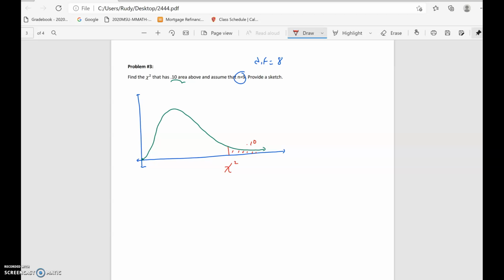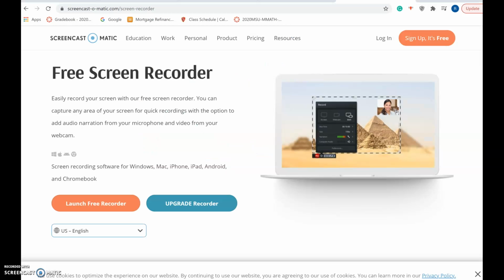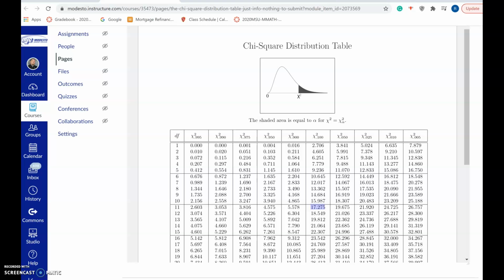Okay, let's take a look at the table first. As we look at the table, we're looking at 8 degrees of freedom, so it's going to be here. And then the area above it, remember that the table only works with area above it. It's 0.10, so in this case it's going to be this value here: 13.362, with 8 degrees of freedom and 0.10 area above it.